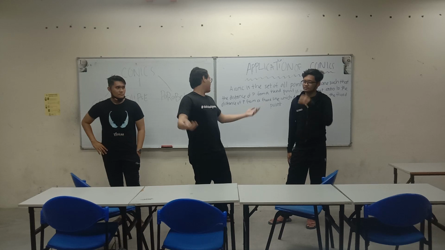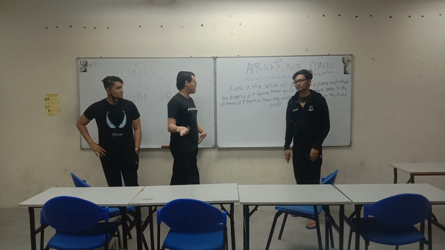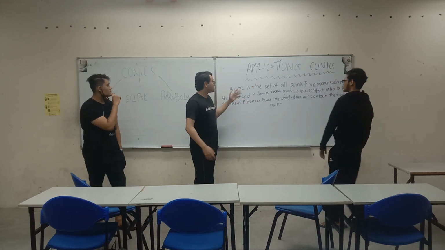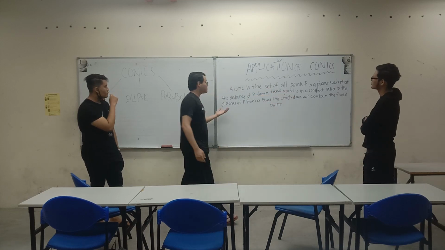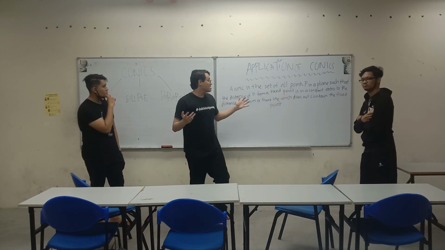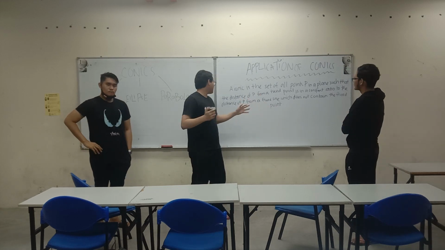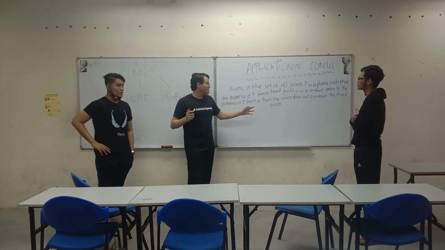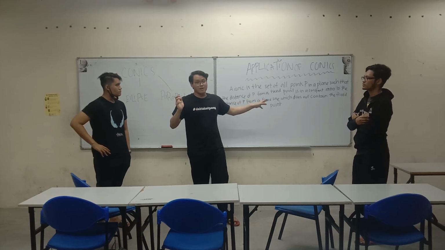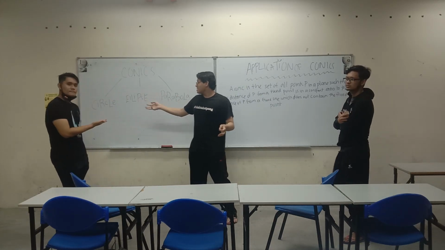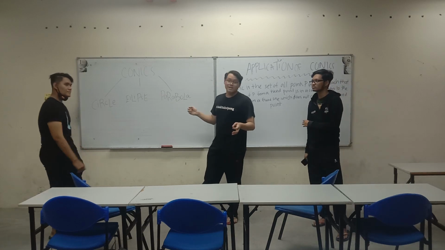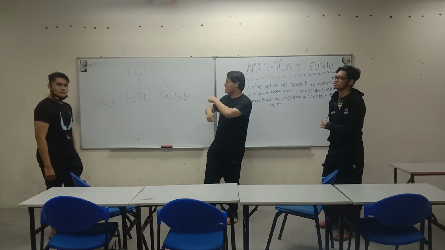Well, what is a conic? Let's first state the definition of conics. A conic is a set of all points P in a plane such that the distance of P from a fixed point is in a constant ratio to the distance of P from a fixed line which does not contain the fixed point. In our syllabus, conics contain three parts: circle, ellipse, and parabola. Now, Irfan is going to go deeper on circle.